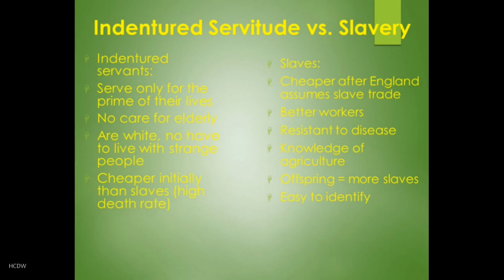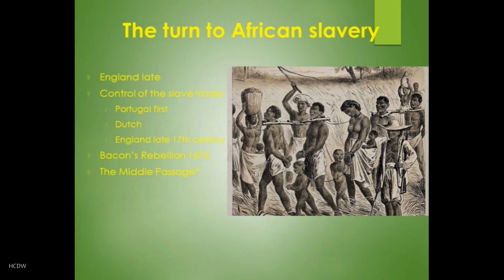So there are advantages on both sides, and yet we see that the English come to rely on African slavery far more than indentured servitude, and almost exclusively at the expense of indentured servitude. So why was that? Well, first of all, we should note that England arrived sort of late in this contest for control of African slavery. Spain and Portugal had made extensive use of African slaves in their colonies for centuries before the English even really engaged in this process.